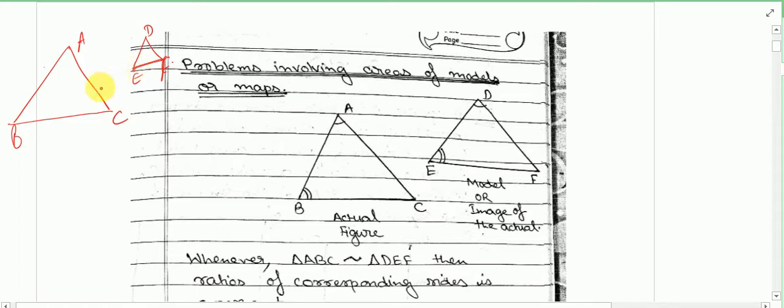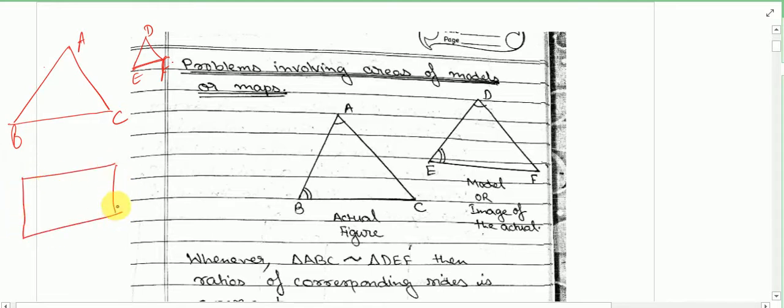So they are similar, the actual figure and the model of that figure or map. Once they are similar, that means corresponding sides are going to be proportional and the corresponding angles are going to be equal, okay. So the same goes for any other figure, okay.